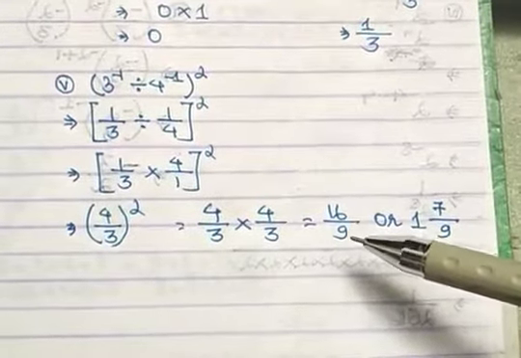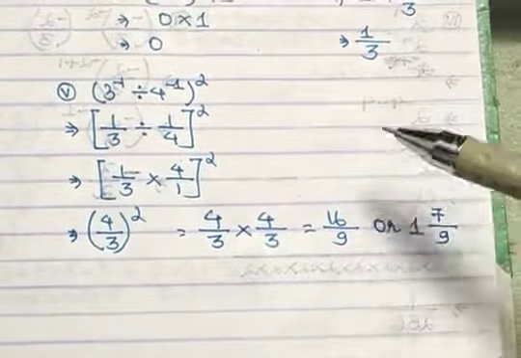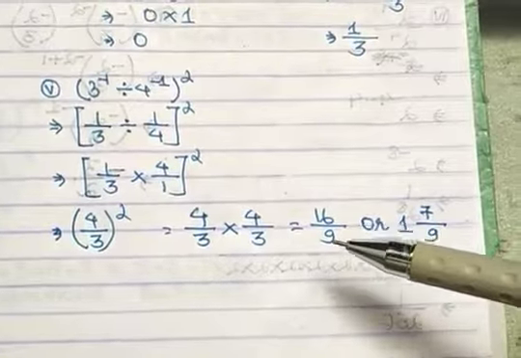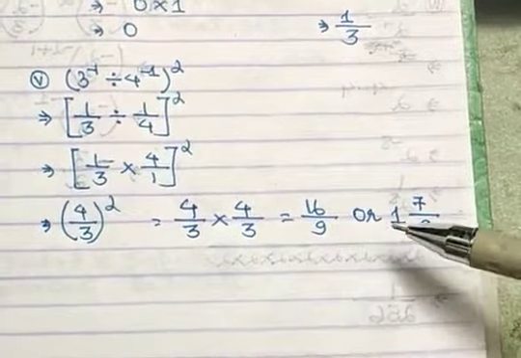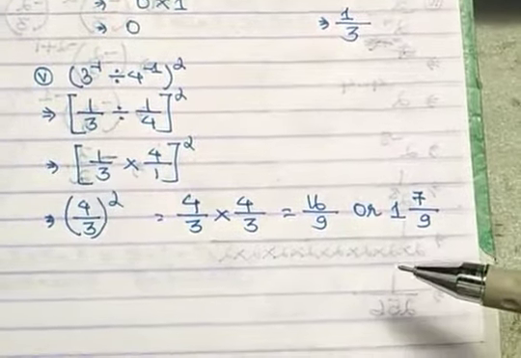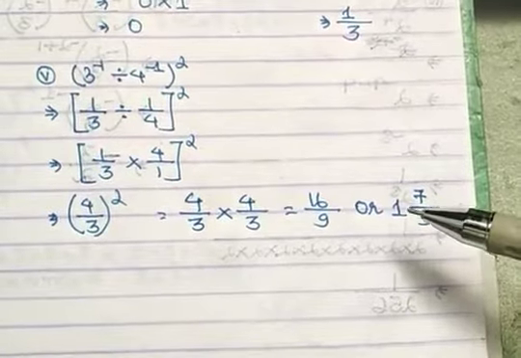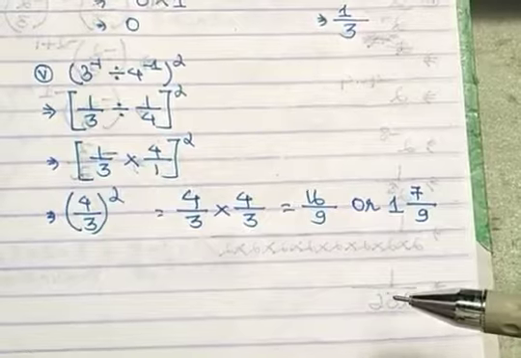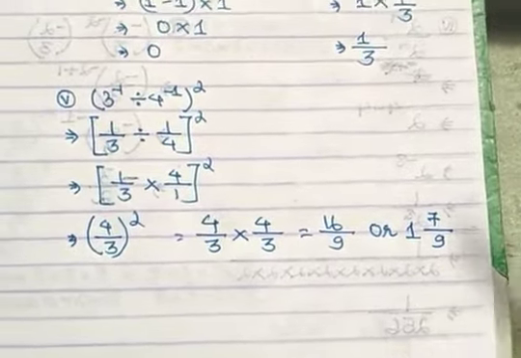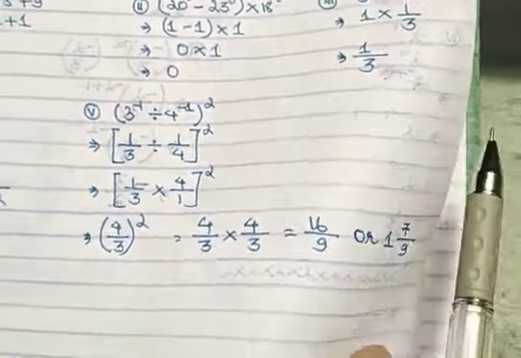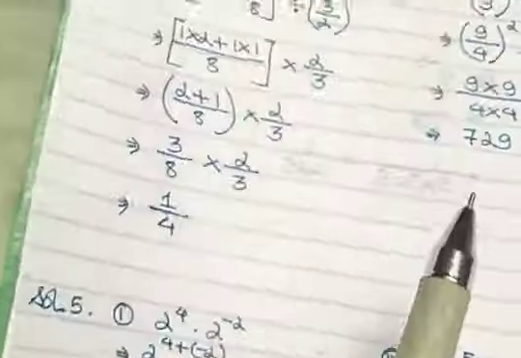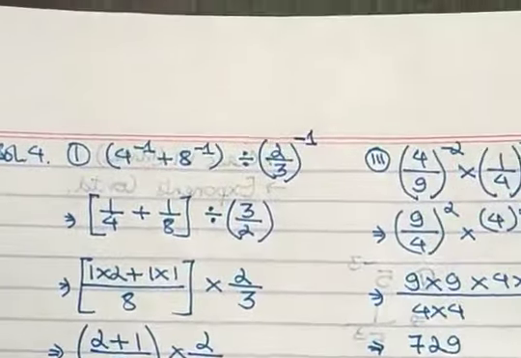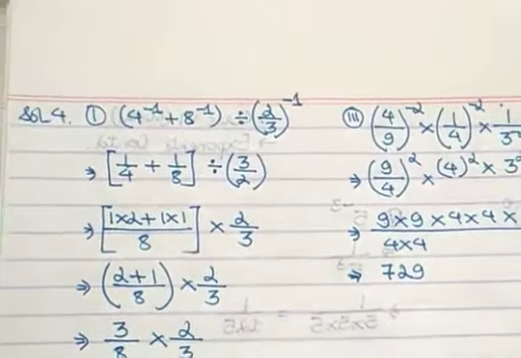And 16 by 9 is also an improper fraction. It can be further converted to a mixed fraction. So that is what I have done here. See, 9 1 times is 9, plus 7, it's 16. So the final answer is 1 and 7 divided by 9. Okay, I hope you kids have understood. Okay, so moving on to the next one.